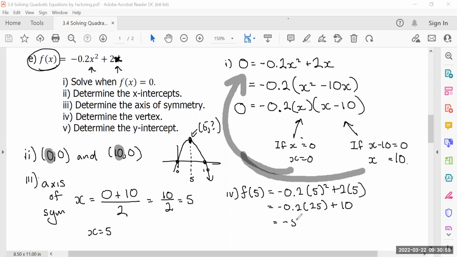That's negative 5 plus 10. I guess I'll be your calculator. It's a 5. How do I know this is the vertex? Once again, my x value of 5, I know is perfectly in the middle, and so it has to be where the vertex is. And when it's plugged in, I get a 5 as well. So the vertex is 5, 5.